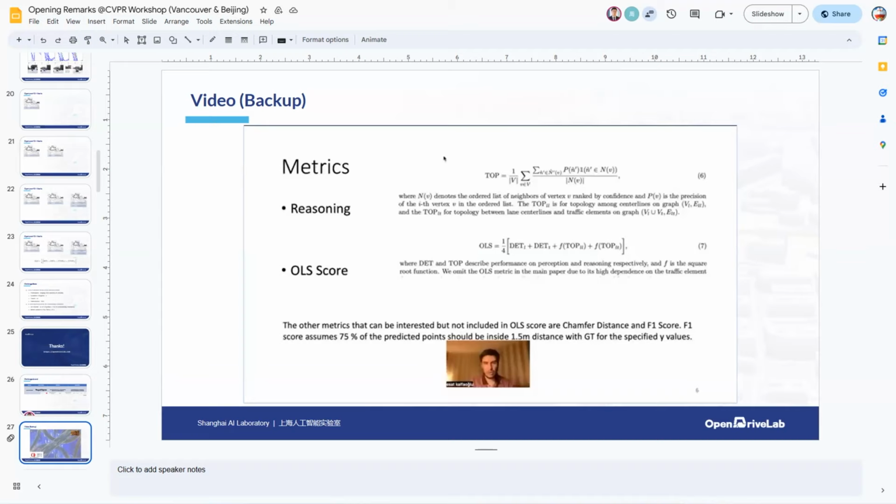And for the OLS score, the average. The Chamfer distance does not place importance on the flow information. So just the precision of the points is important, but the flow is not important. The point is also similar, but it's not a mean average precision based method.